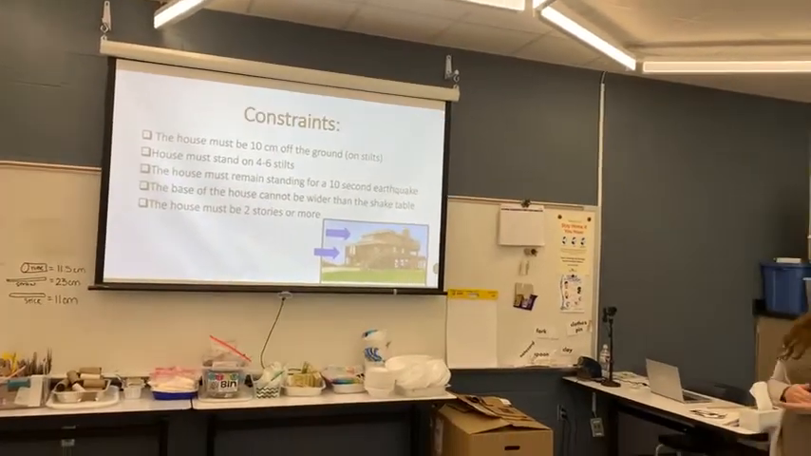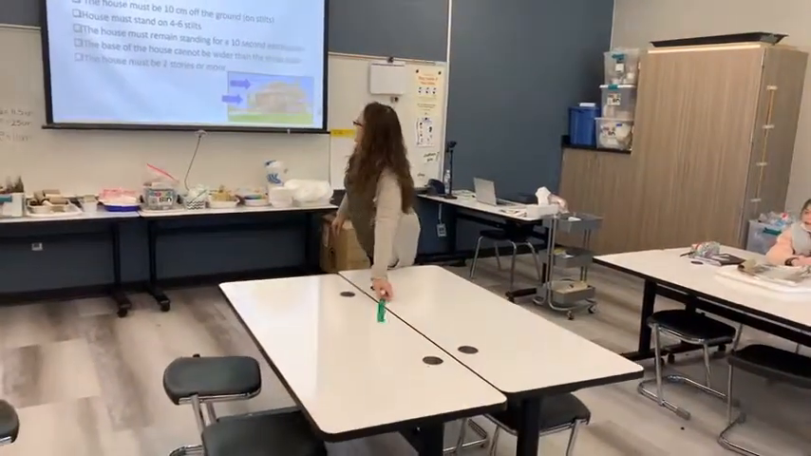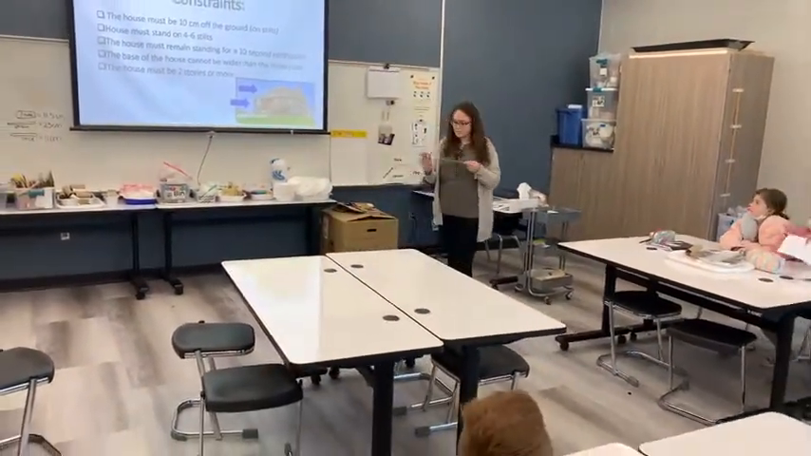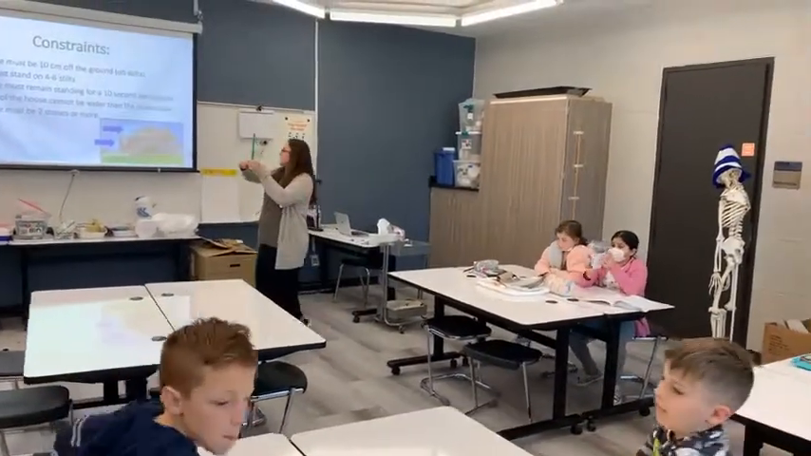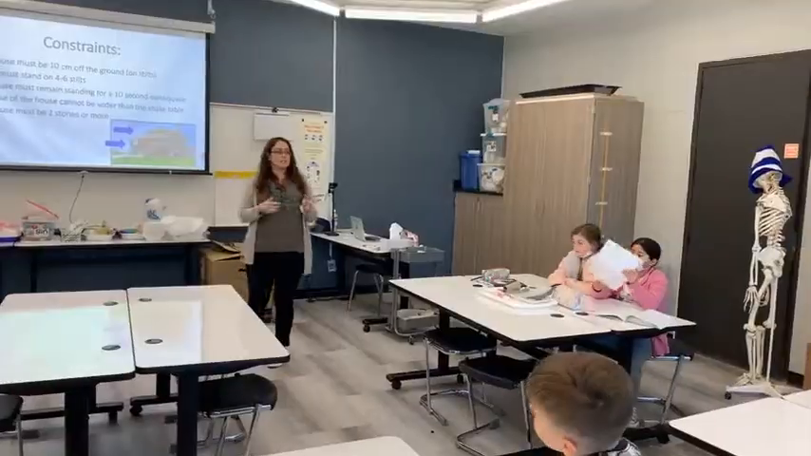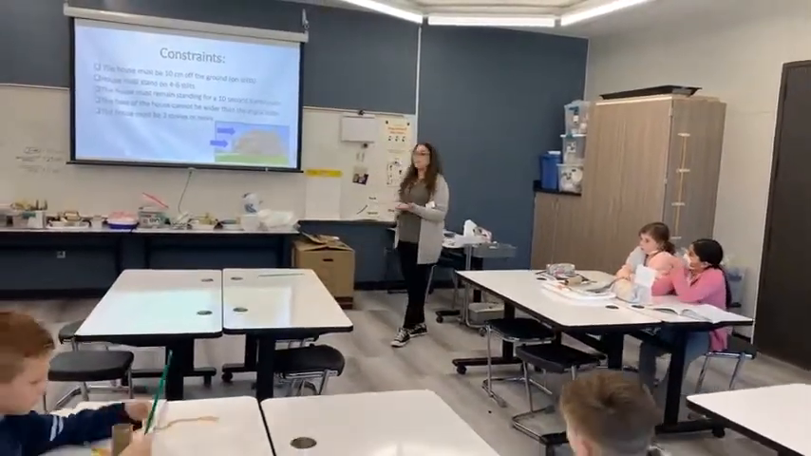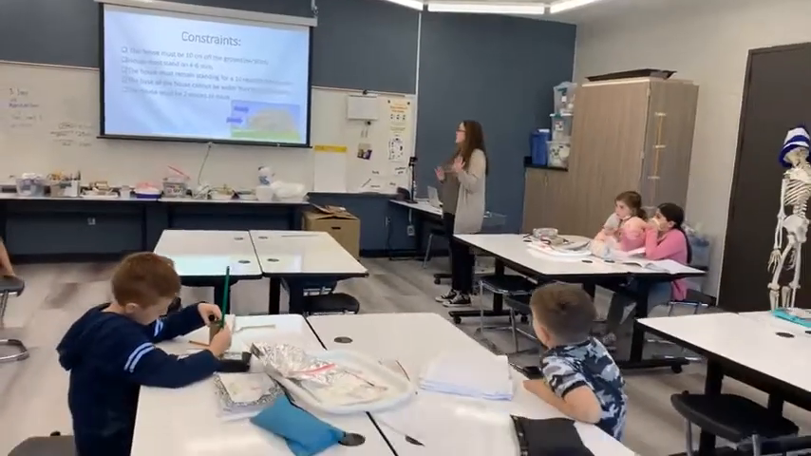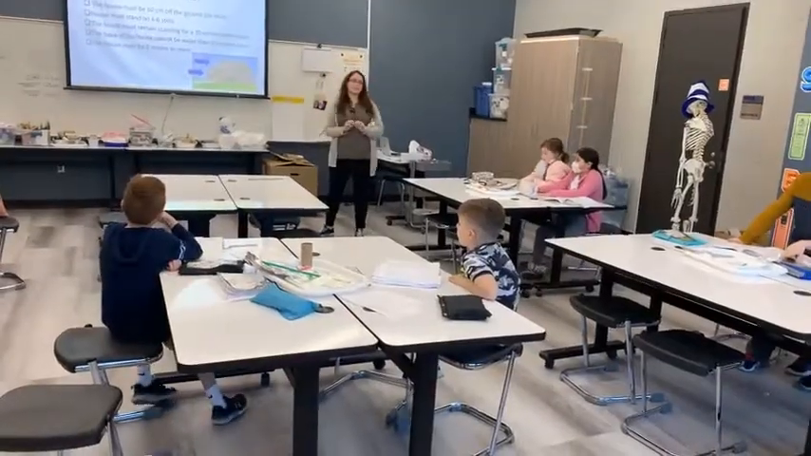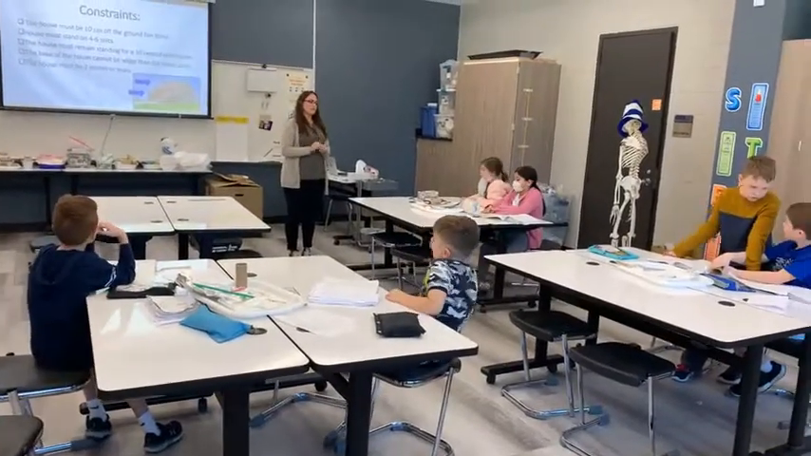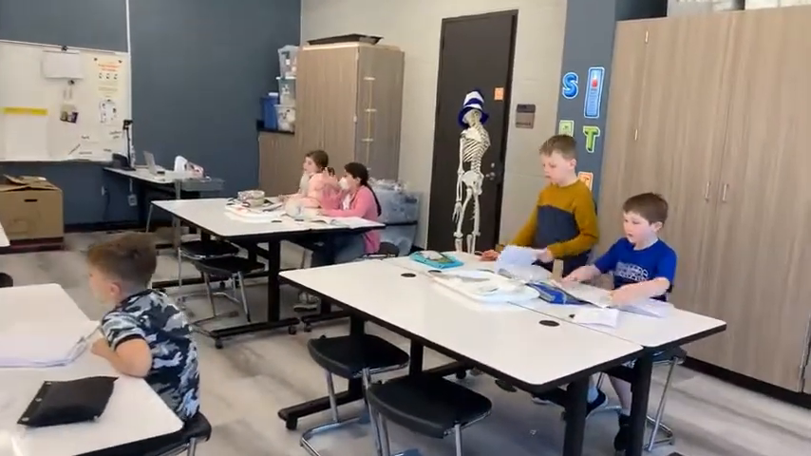See the rules? So the house has to be 10 centimeters off the ground. It can be on the stilts. Remember, we looked at 10 centimeters. Here's 10 centimeters. It has to have 4 to 6 stilts. It has to remain standing on the shake table for 10 seconds. And that double thing, right? 2 stories tall. Yes, 2 stories or more. It can be 2 levels or more.